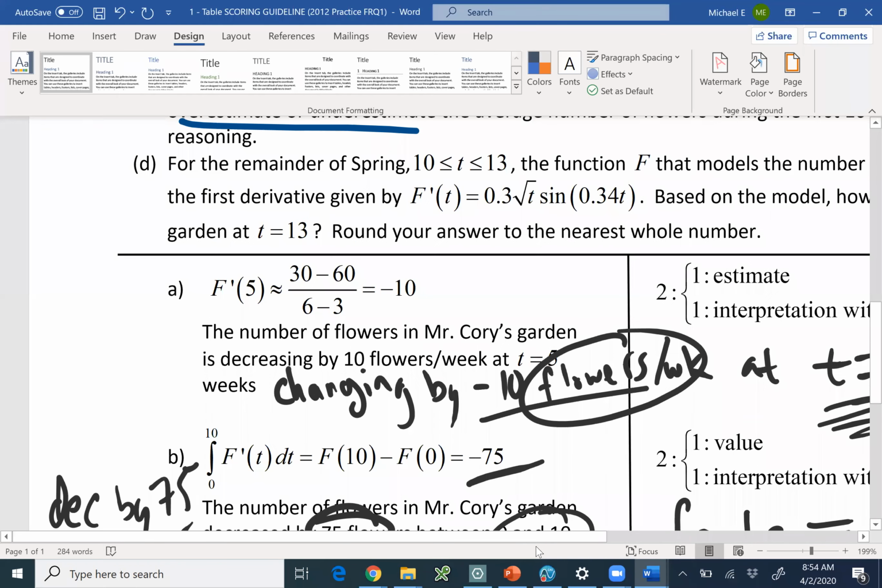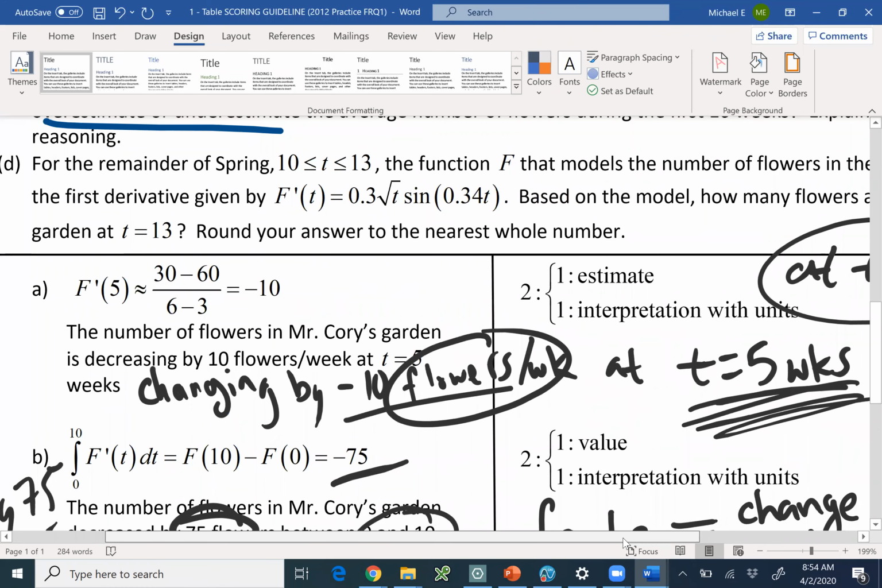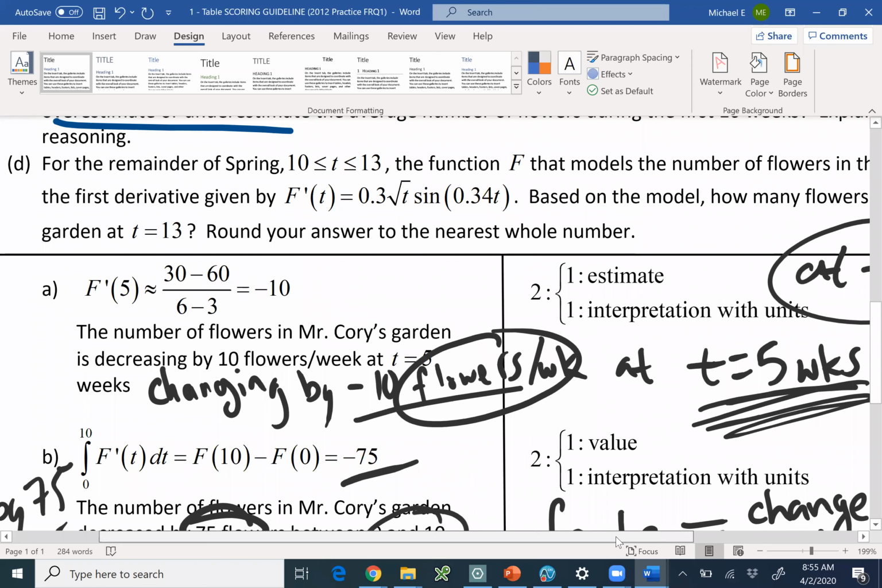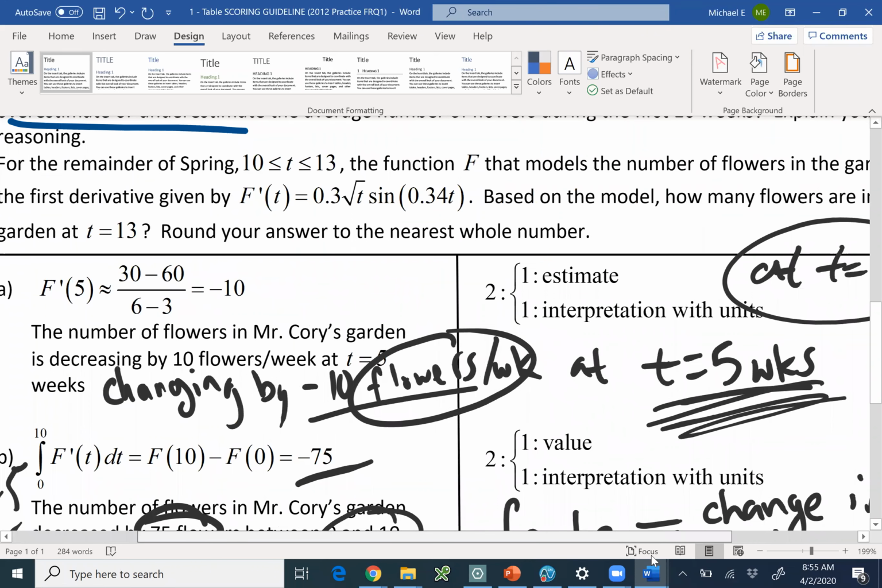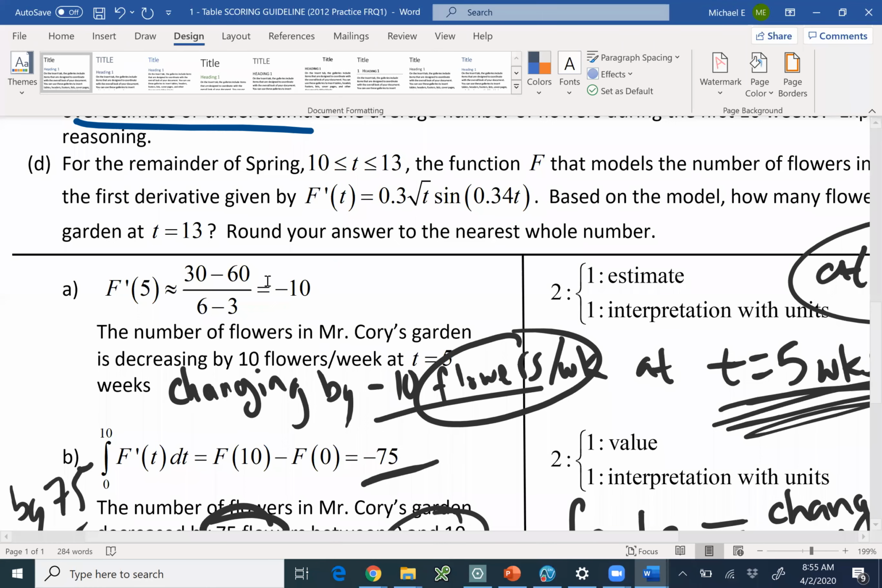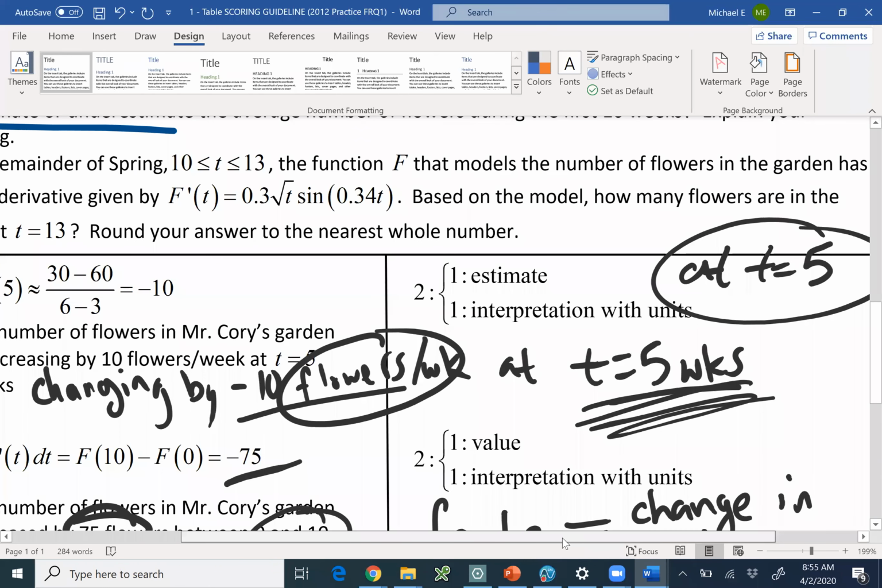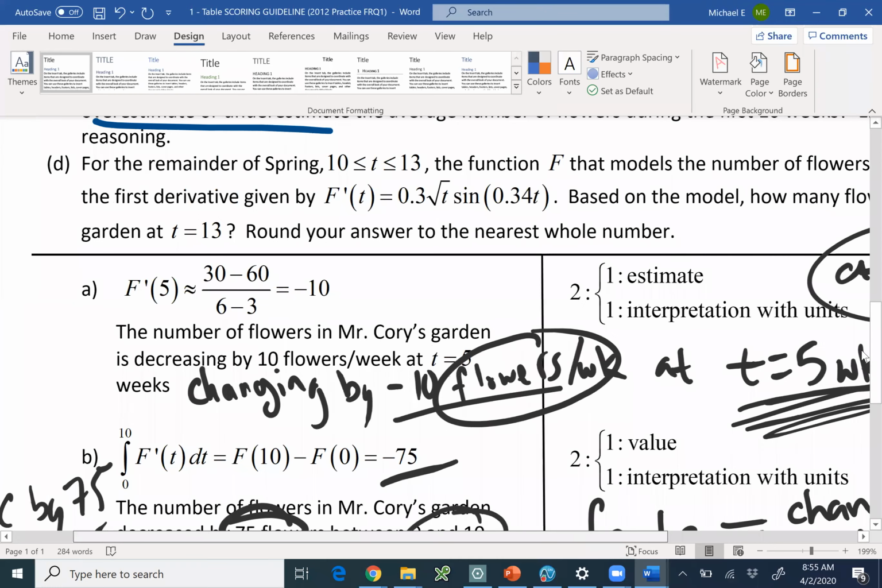So there wasn't actually a question the first time I had posted this. So it says, for the remainder of the spring, from time 10 to 13 weeks, the function f is now given by a derivative f prime of t equals 0.3 square root of t sine of 0.34t. Based on this model, how many flowers are in the garden at time 13?